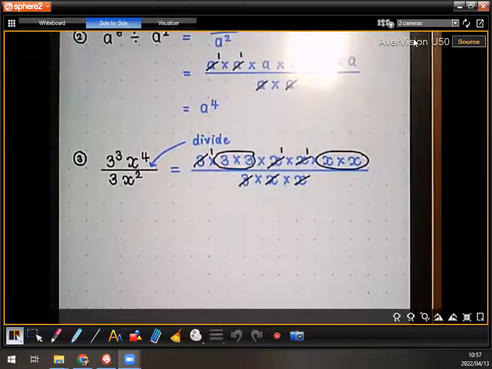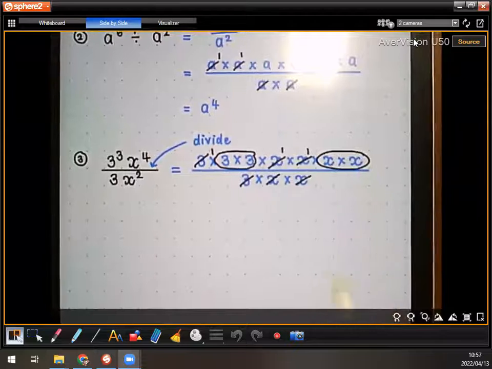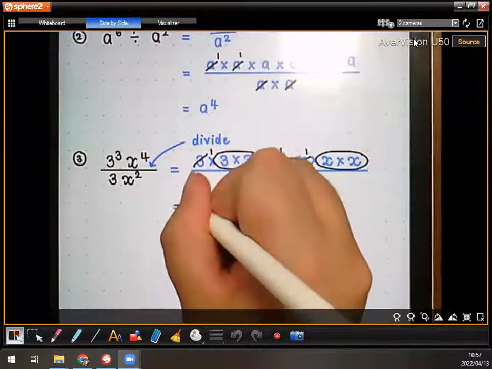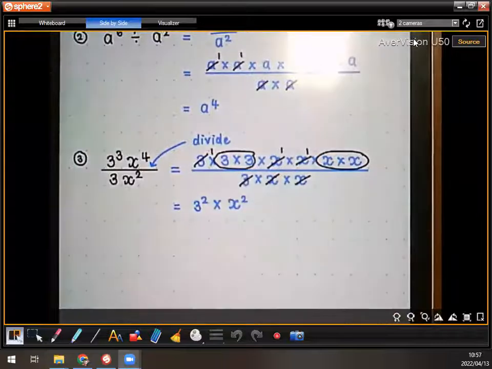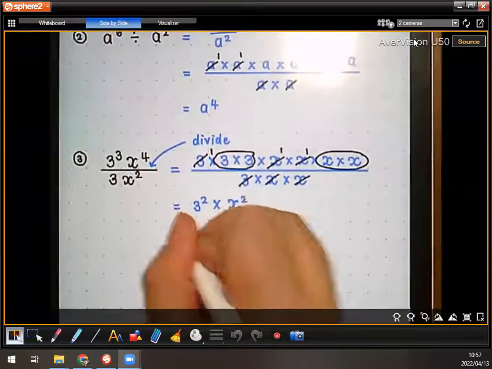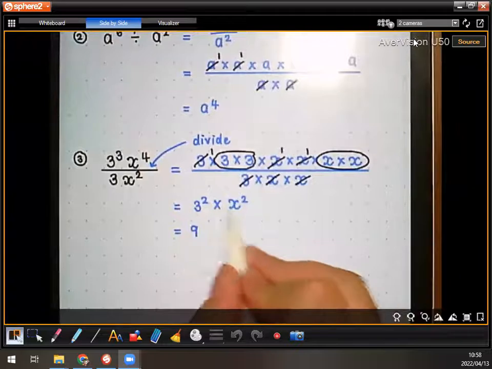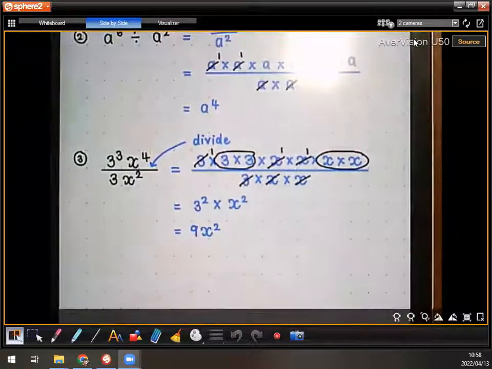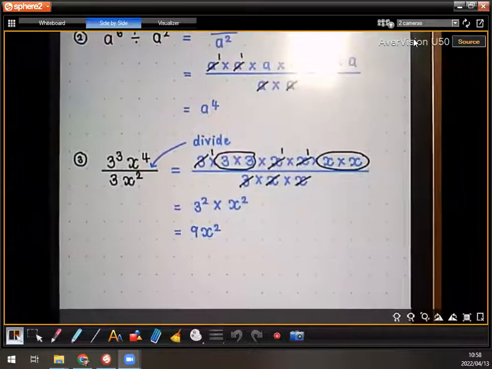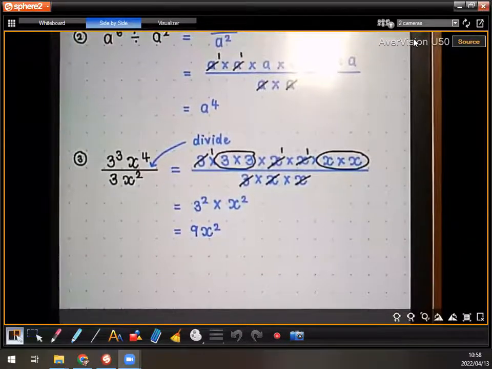Now we just need to write our answer, guys. What are we left with? 3 squared x squared, right? 3 squared times x squared if you want. I'll write it like that at first. We're left with 3 squared times x squared. But guys, you can't leave our answer like that. What is 3 squared actually? 9. And when we multiply things, we don't write that times, right? We just write the number and the variable next to each other. So the answer there is 9x squared.